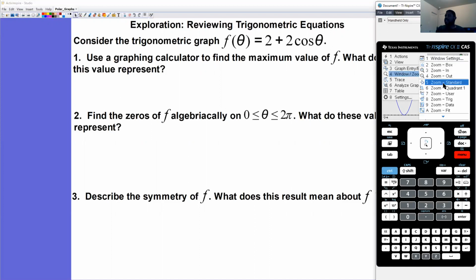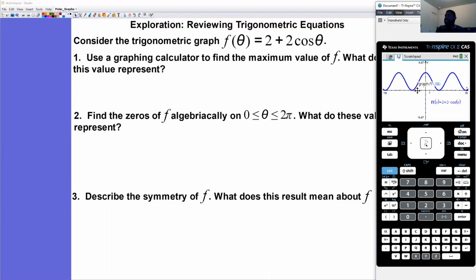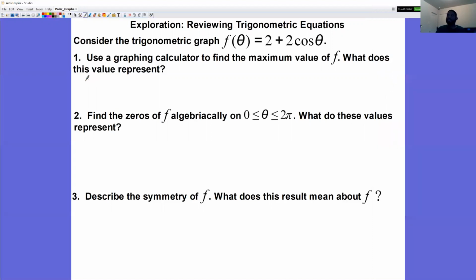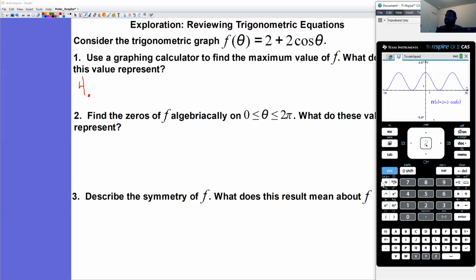Of course, you can count, okay? I think that'll be a better view. As you can see, the maximum value looks like it's at 4 there. So our maximum value of f based on the graph here is 4. And what does that tell us about this value? Or what does this value represent? So let's go back to the calculator again.